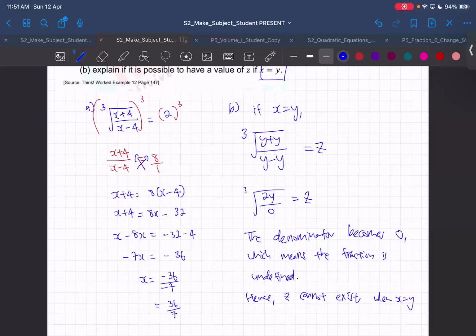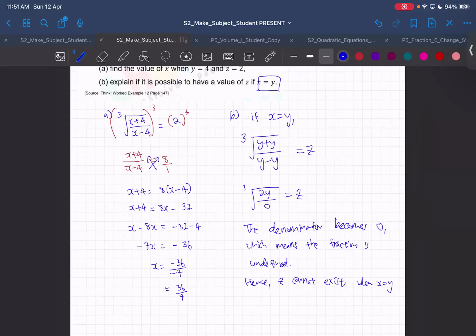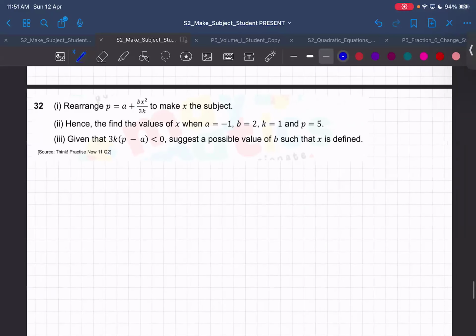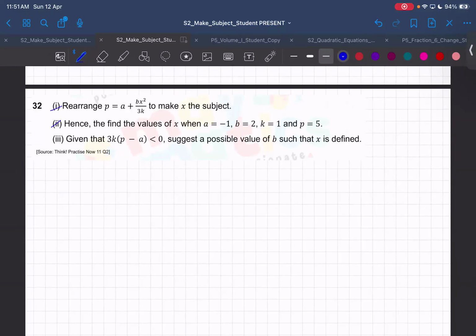Done? Okay, question 32 part 1 I will skip, part 2 also I skip, so I'll explain part 3 because of time constraint. For these I'll give you the final answer and you all can go and try. For part 1, your x is plus minus the square root of 3k(p minus a) over b. Then part 2, you will get x equals plus minus 3.